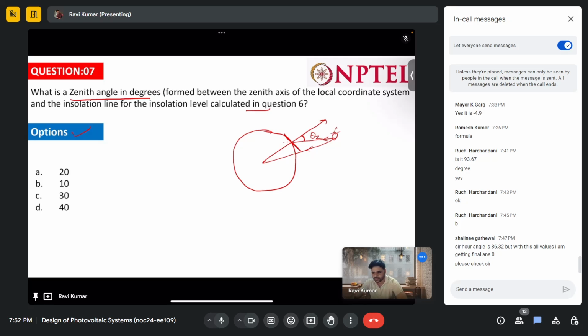Theta z will be, if you do the geometry, you will get theta z is the difference phi minus delta. This is a common relation between phi and delta. And what is phi? Latitude. Okay, how much phi is given? Minus 20. Minus 20 minus 10, how much will it be? Minus 30. So in this case, the minus is just the direction only. So we can say 30 is the answer.